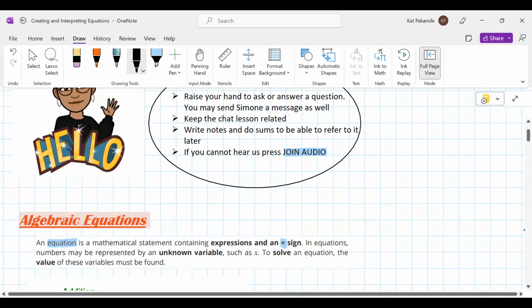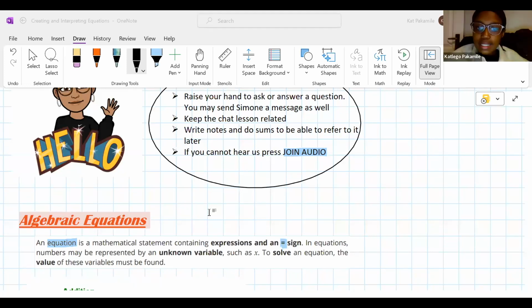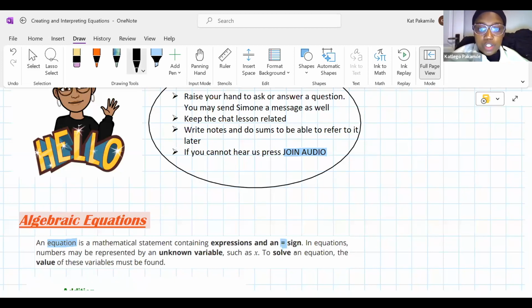There we go. So in equations, numbers may be represented by an unknown variable such as x. What's important to note is that we don't only use x. I know a lot of my learners, when they start seeing y and m and other variables being used, start freaking out because they're like, what is that? So remember, we don't only use x, we use x very often, but others can be used as well. To solve an equation, the value of these variables must be found.